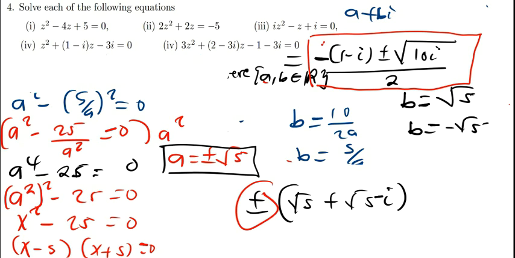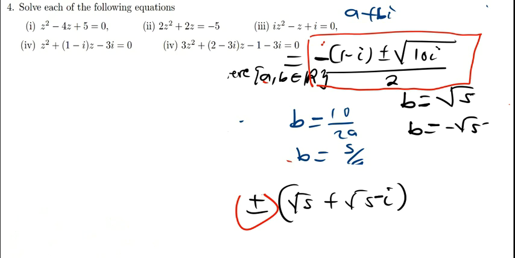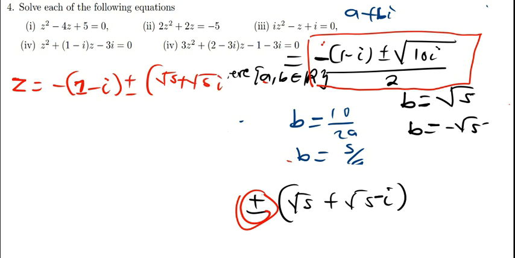Okay, I'll come here. What do I mean? I have got two answers, but you ignore one plus or minus, because here I also have plus or minus. It's the same as this plus or minus. So I'll say z will be equal to negative 1 minus I plus or minus, I'll ignore this plus or minus, then I'll just put in the brackets the square root of 5 plus the root of 5i, like that. I divide this by 2.